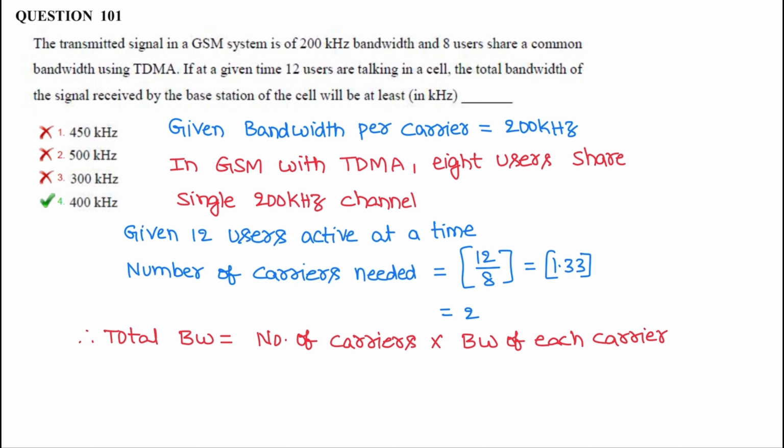In GSM, global system for mobile communications, with TDMA, 8 users share a single 200 kilohertz channel. In the question they have given 12 users active at a time. Therefore number of carriers needed is 2. The total bandwidth is number of carriers, 2, into bandwidth of each carrier, 200 kilohertz. So the correct answer is 400 kilohertz, option 4.